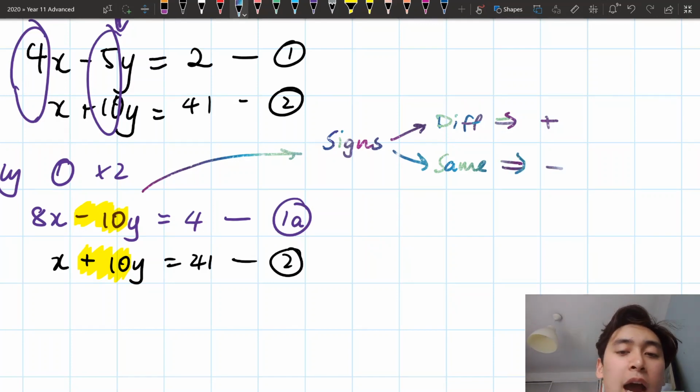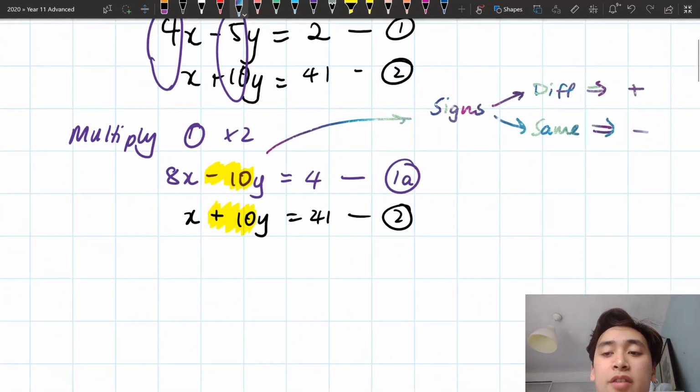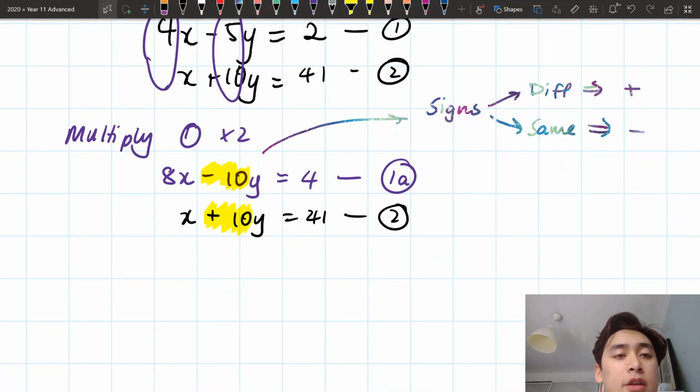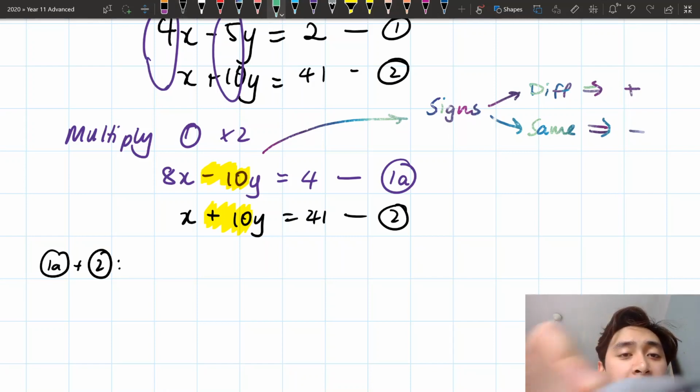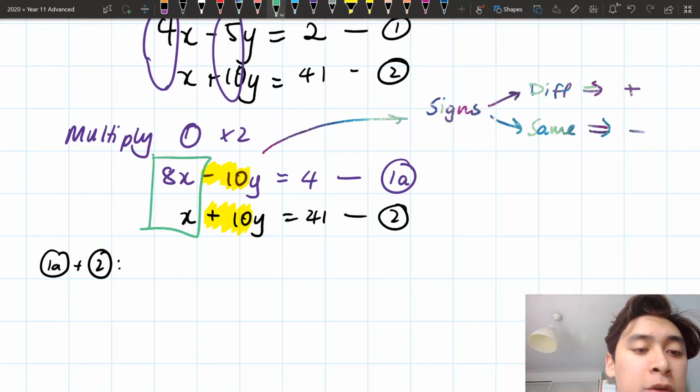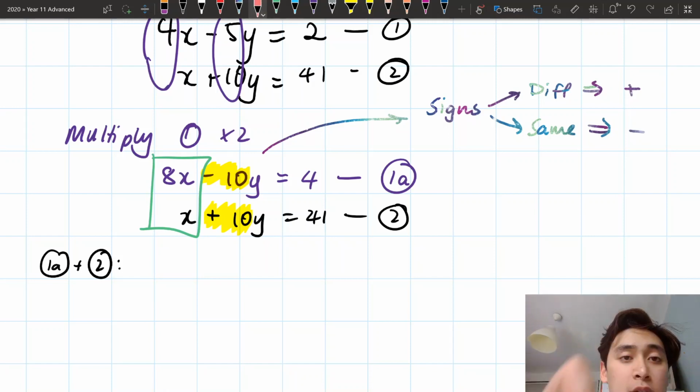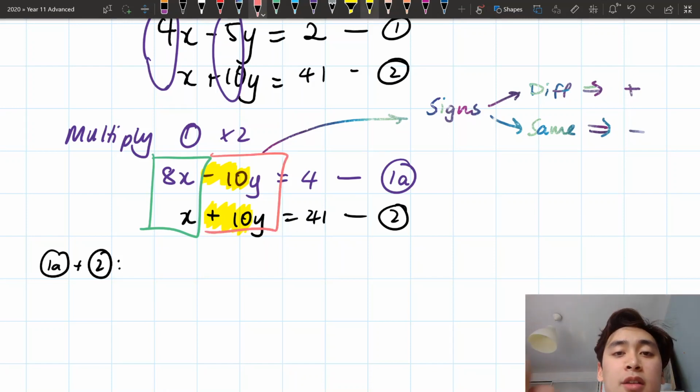So if you have a look here, are the signs different or the same? They're different. So what I'm going to do is add the two together. I'm going to go 1a plus 2. And when I'm doing that, I'm going to look downwards at each of my sections. So I'm going to look at these x terms, then these y terms, then the numbers over here by themselves.